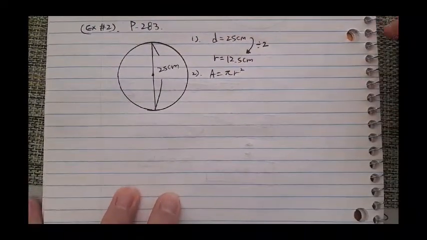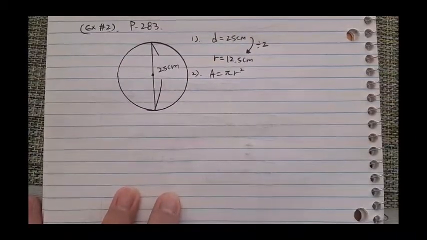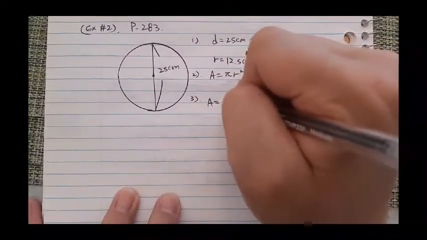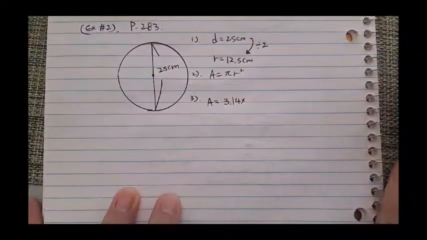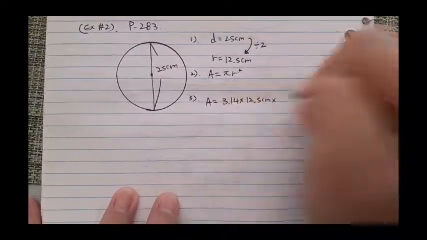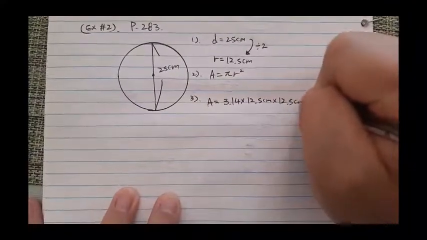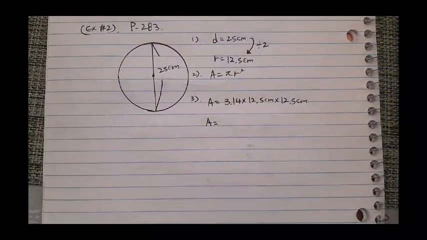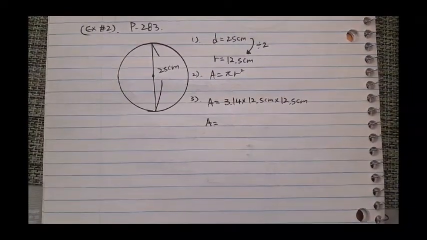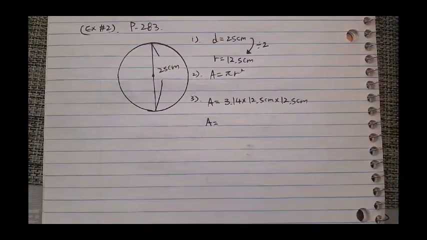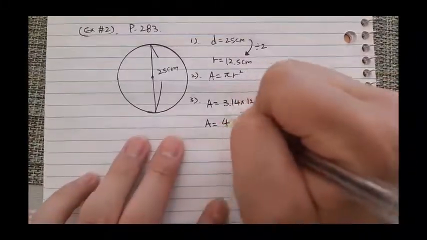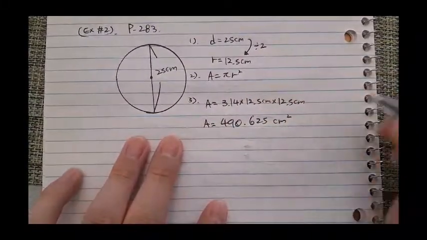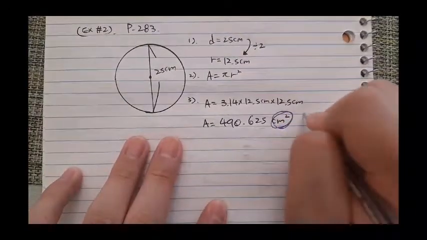And now from this we know that area is pi r squared. So we can now go to my third step. Area is equal to, substitute, 3.14 times 12.5 centimeter times 12.5 centimeter. You need to do it twice basically. And then you will punch your numbers. 3.14 times 12.5 multiplied by 12.5 gives me 490.625 centimeters square. Don't forget the unit. Very, very important.